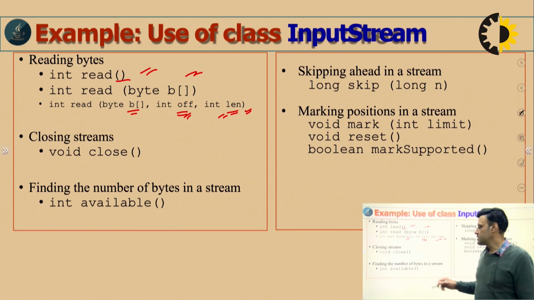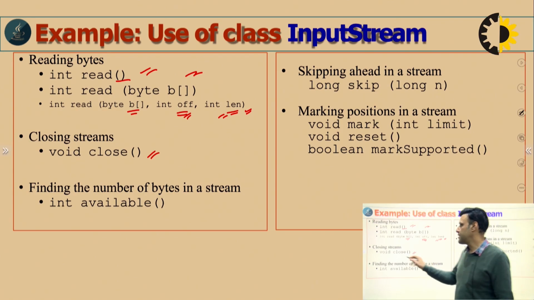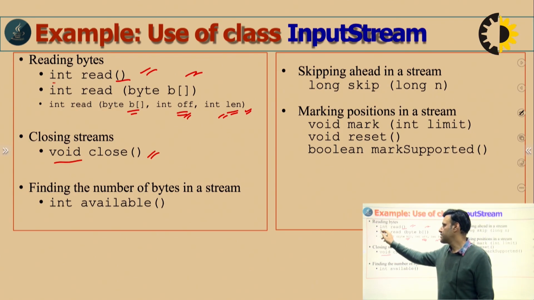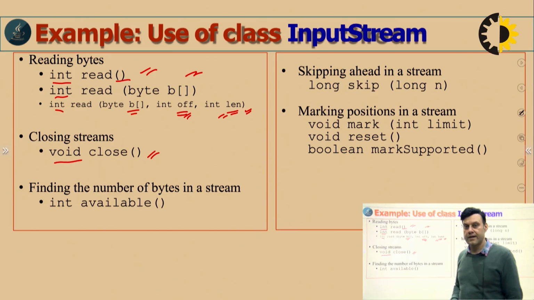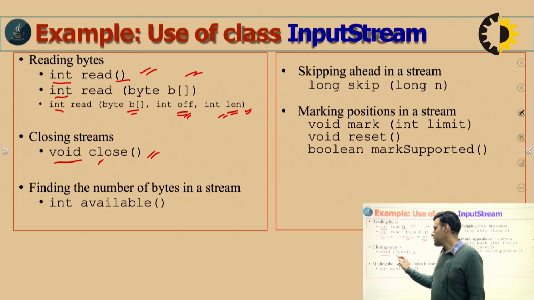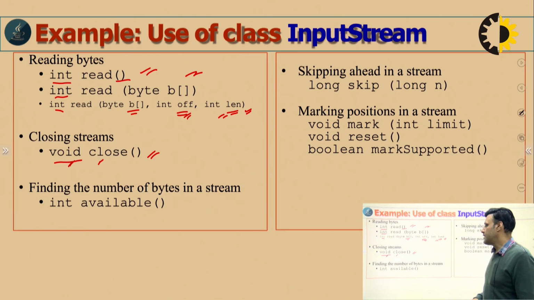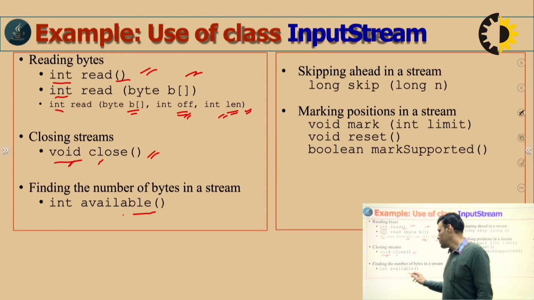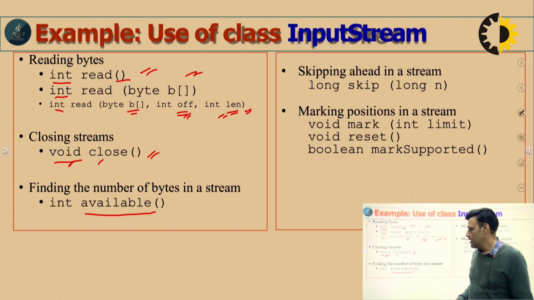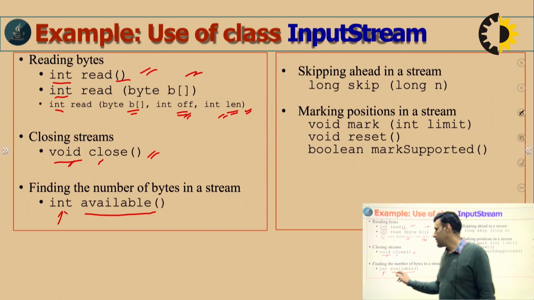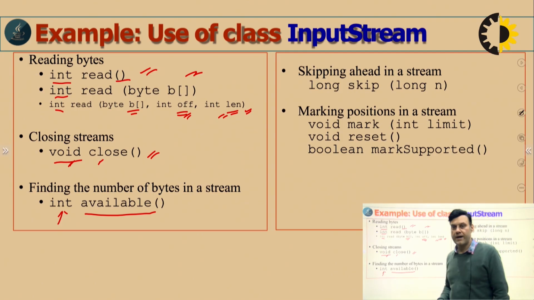For closing the stream we will use close, and its return type is void. Here you can see the return type. Read's return type is integer. Close's return type is void. To find the number of bytes in a stream, we will use this available method, its return type is integer, and this method will return the number of bytes in a given stream, right?